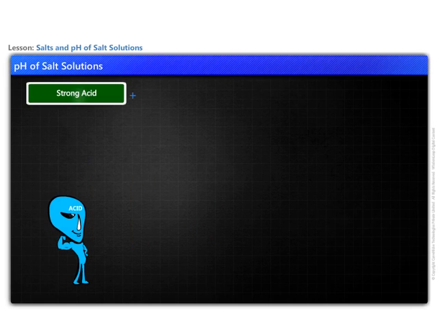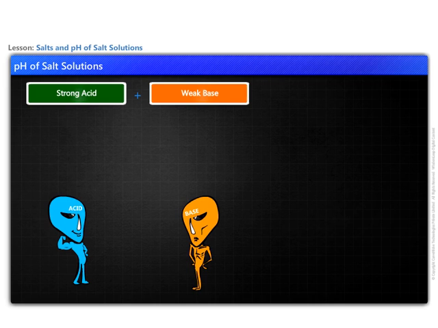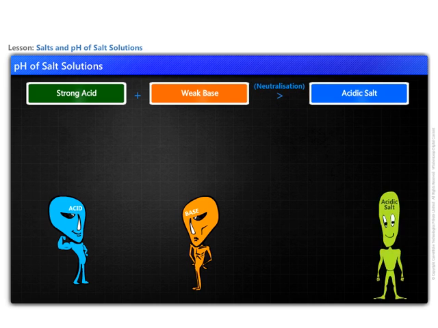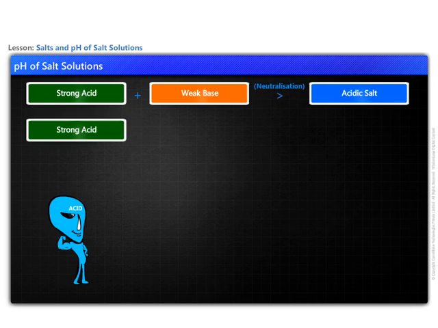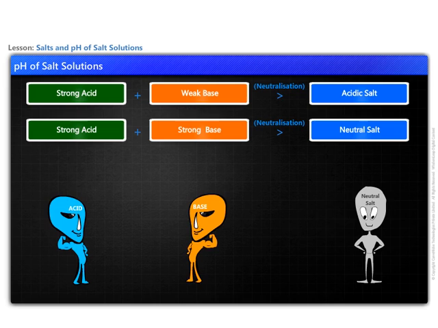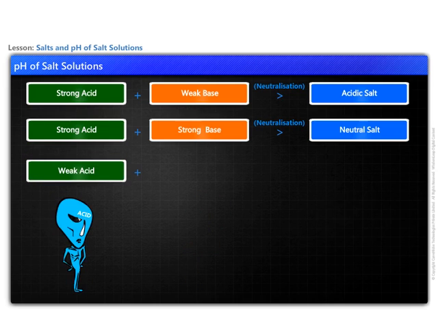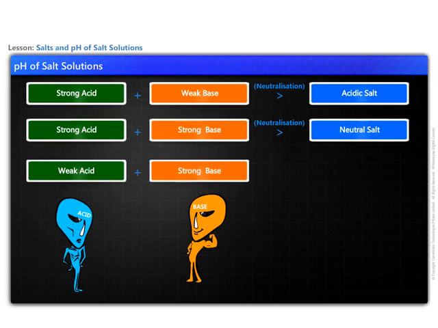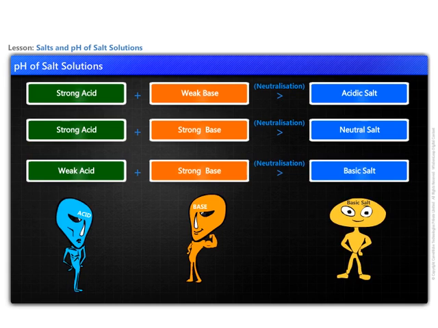When a strong acid reacts with a weak base, what you get is an acidic salt. When a strong acid reacts with a strong base, what you get is a neutral salt. When a weak acid reacts with a strong base, what you get is a basic salt.